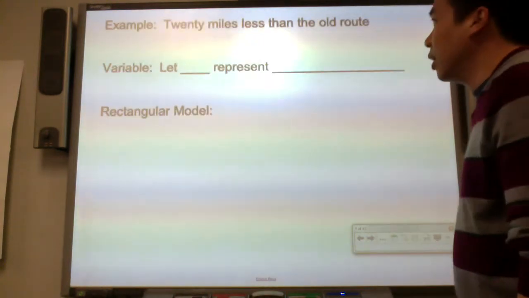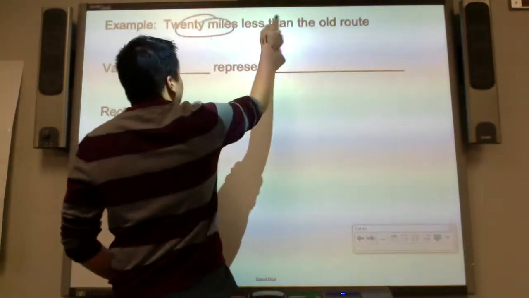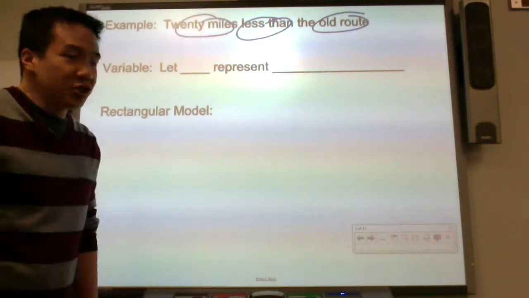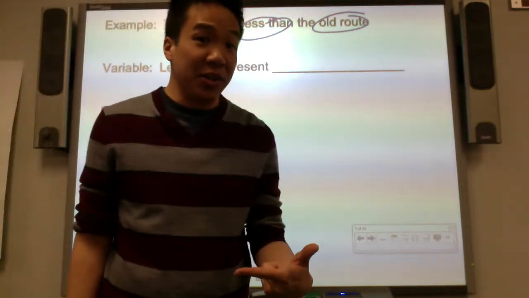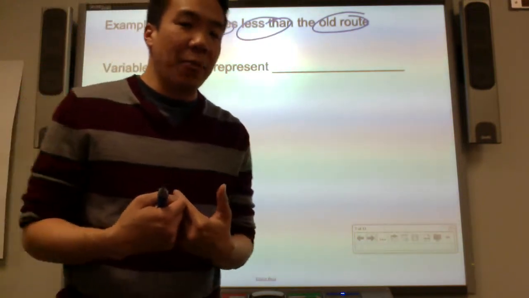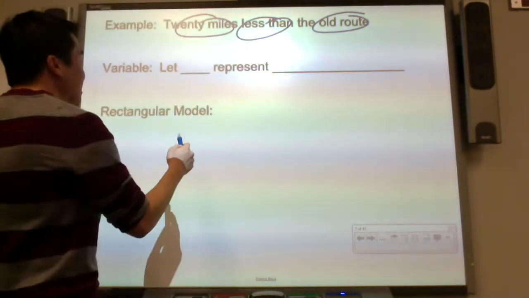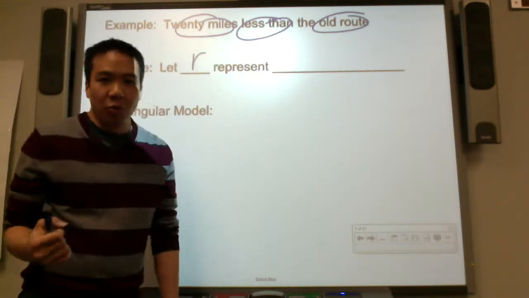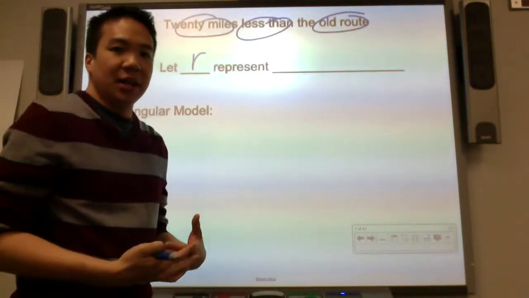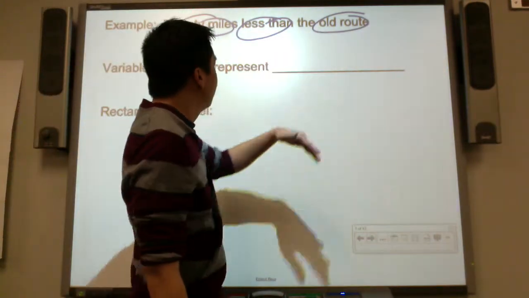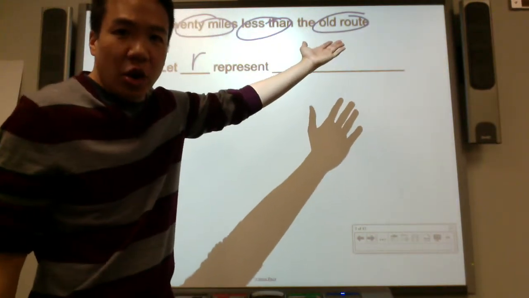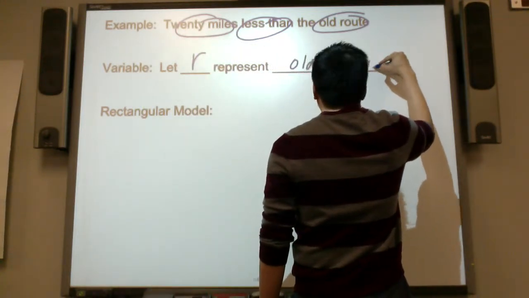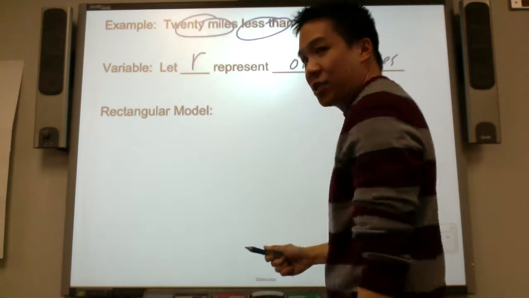Next one: 20 miles less than the old route. So I circle keywords. "Less than" means subtraction, so I know the operation will be subtraction. Now I need to find a variable. Let's use R. What is the unknown? What did they want to know? They didn't tell us how many miles the old route is, so that's the unknown.